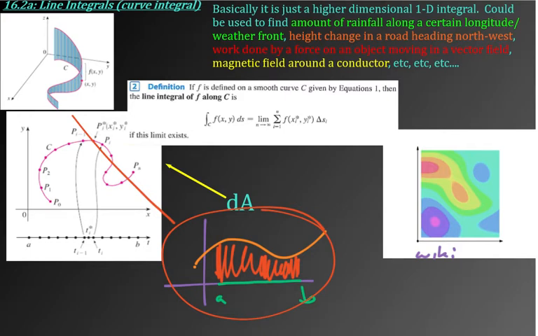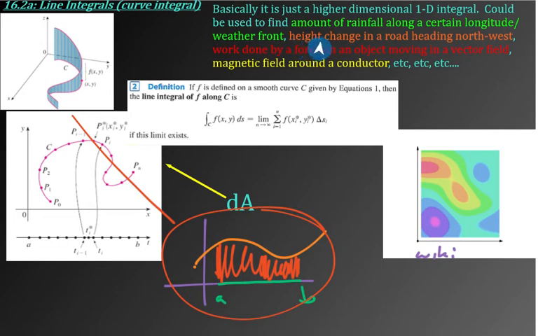And this can be measuring all sorts of different things. These are just a few examples. So you could use this to measure the amount of rainfall along a certain longitude or something, or a weather front. So you can actually measure how much rain there is above a front line or something like that.